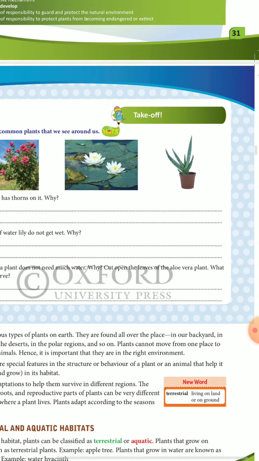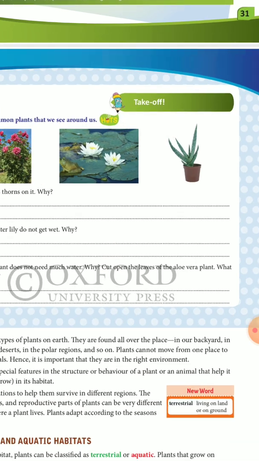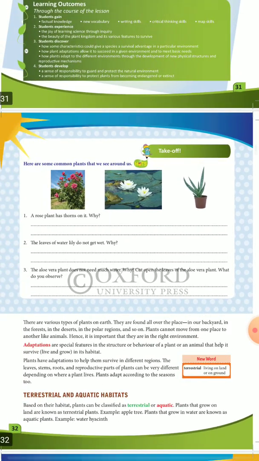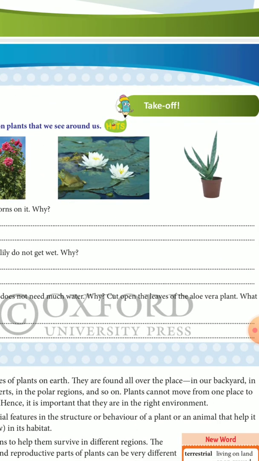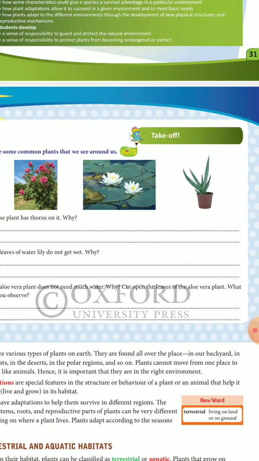Now coming to the third picture, there's a picture of an aloe vera plant. Now the aloe vera plant does not need much water. Yes, because here the leaves are in the shape of a stem. The leaves are very thick, in the shape of a stem. Now these leaves store enough water for the plant.